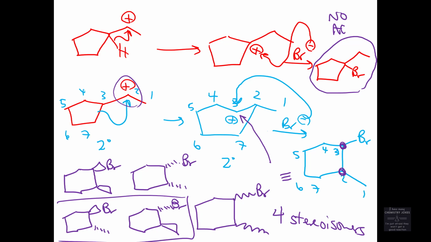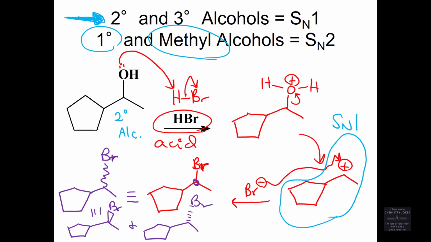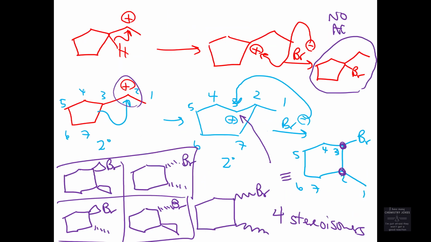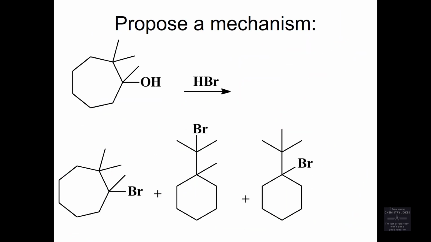Those 4 compounds are all created in that mixture. So this reaction creates 3 constitutional isomers, but 7 actual products. Cool, that's a lot. Yeah, wasn't it fun? That was so fun. How about some more?